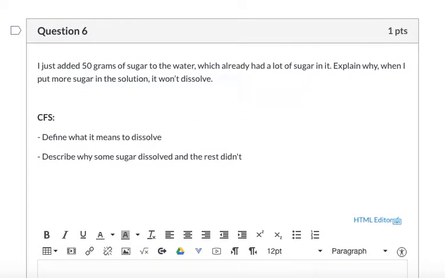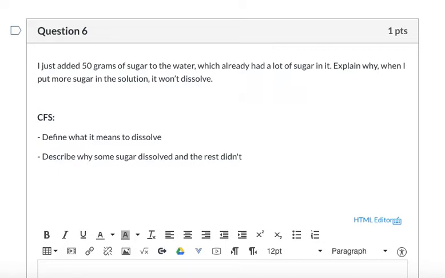Question number 6. I just added 50 grams of sugar to the water, which already had a lot of sugar in it. Explain why, when I put more sugar in the solution, it won't dissolve. So criteria for success is to define what it means to dissolve, describe why some sugar dissolved and the rest didn't.